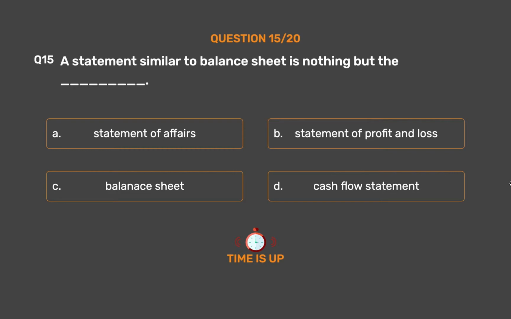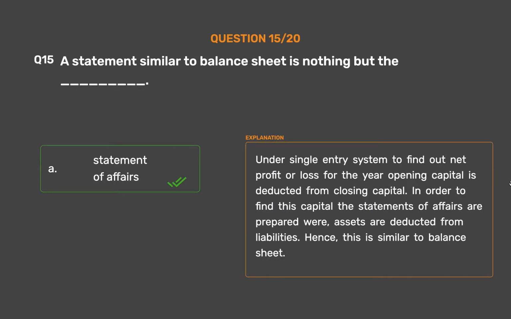The correct answer is Option A. Statement of affairs. Under single entry system, to find out net profit or loss for the year, opening capital is deducted from closing capital. In order to find this capital, the statements of affairs are prepared where liabilities are deducted from assets. Hence, this is similar to balance sheet.